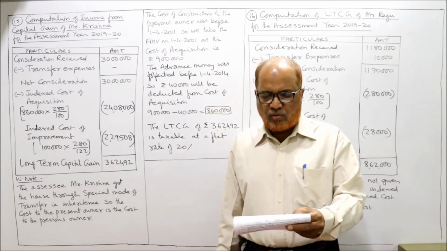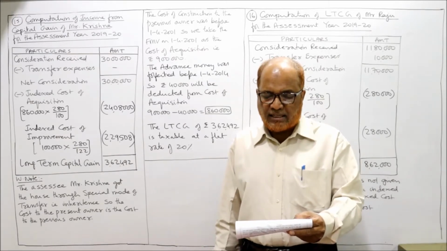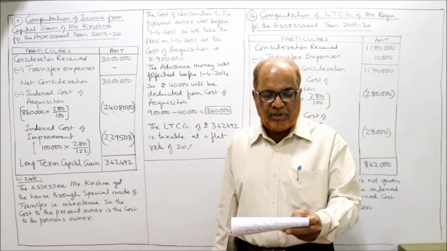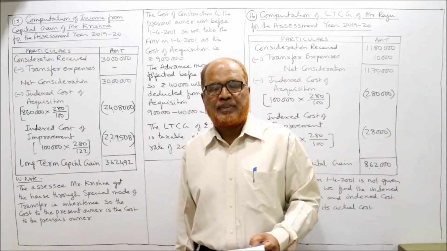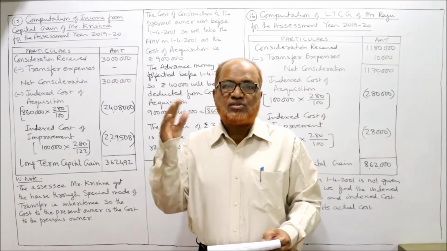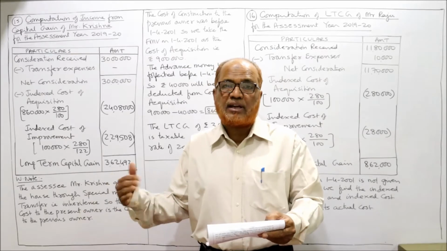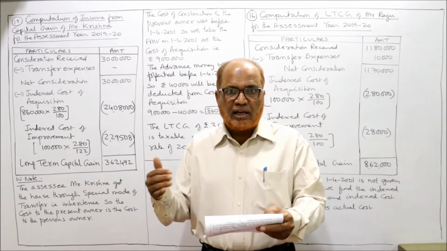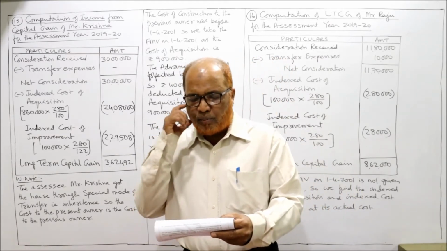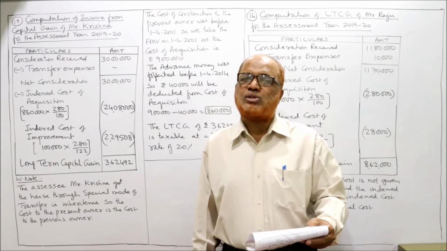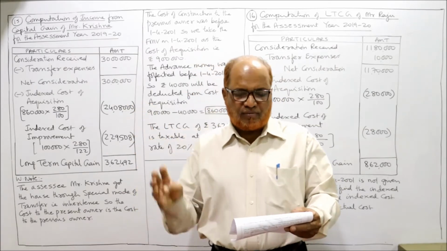Now, this house was inherited by him during 2001-2002 from his father, who had constructed it in 1991-92 for rupees 1 lakh. So Mr. Krishna got the ownership by special mode of transfer, that is inheritance. Actually, Krishna's father got it constructed in 91-92. Later on, he got it through inheritance in 2001-2002. Mr. Krishna spent 1 lakh rupees on renovation of the house in 2006-2007. That means cost of improvement. So here we have cost of acquisition and cost of improvement.